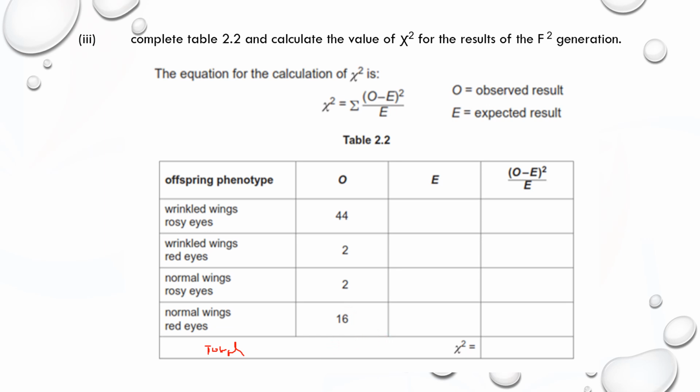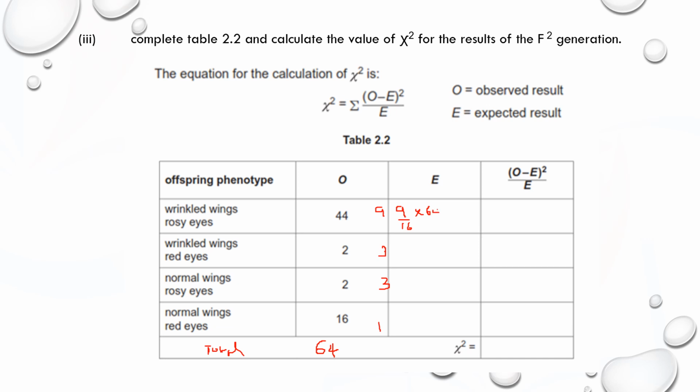So I need to calculate the expected result. Expected result is gotten from the ratio. Remember that the ratio should be 9:3:3:1, so the total ratio is 16. If I want to get this one, I will say 9/16. Use the ratio to calculate the expected. You must always use the ratio to calculate the expected, times total 64.